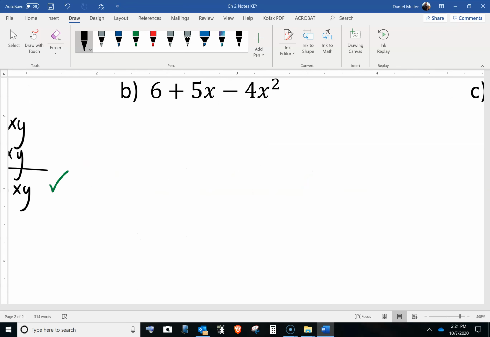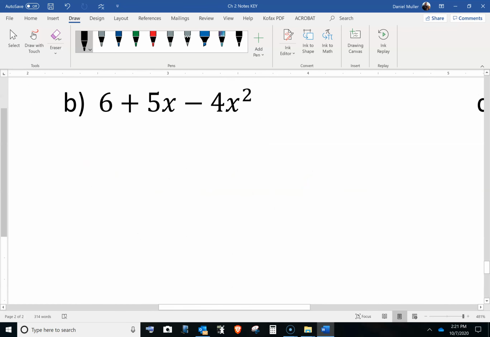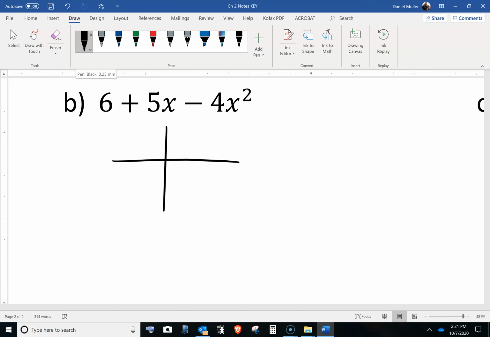Okay, so let's try another one here. There's 2 ways to do this question, but I'm just going to continue doing it this way. So on the left here, I have to get to 6, which I guess is 3 and 2, or 6 and 1. So I'm going to do 3 and 2 because that's closer together. And over here is a negative 4x squared. So an x and an x will get me the x squared, and I need negative 4. So it could be negative 2 and positive 2.